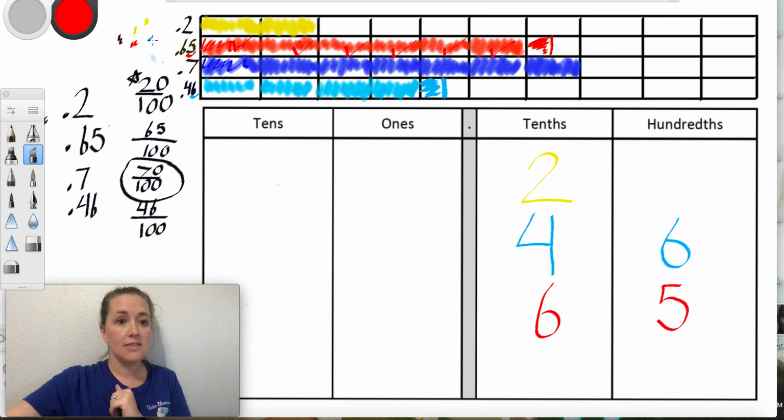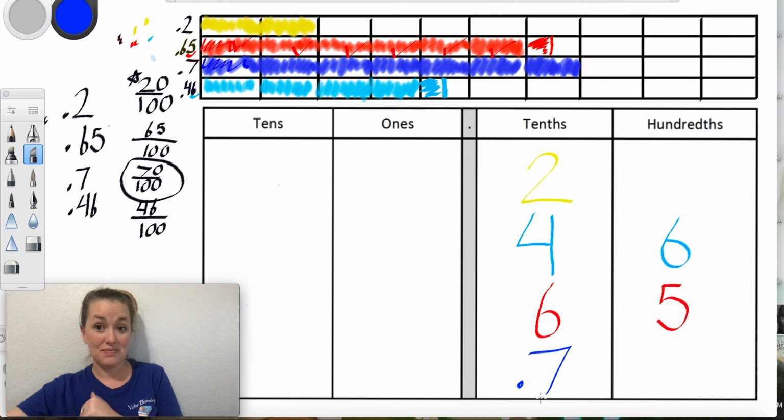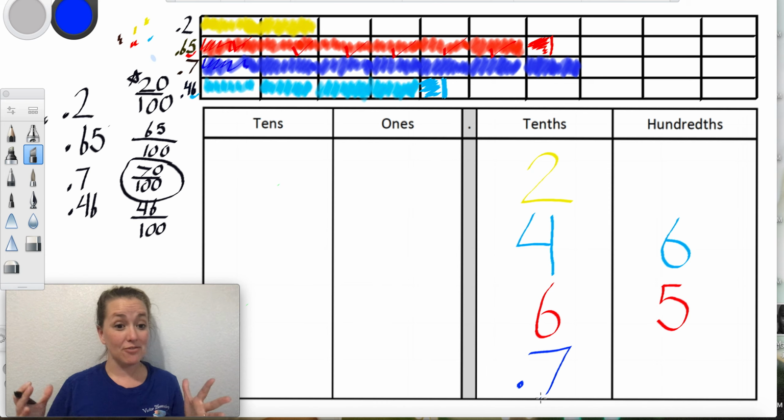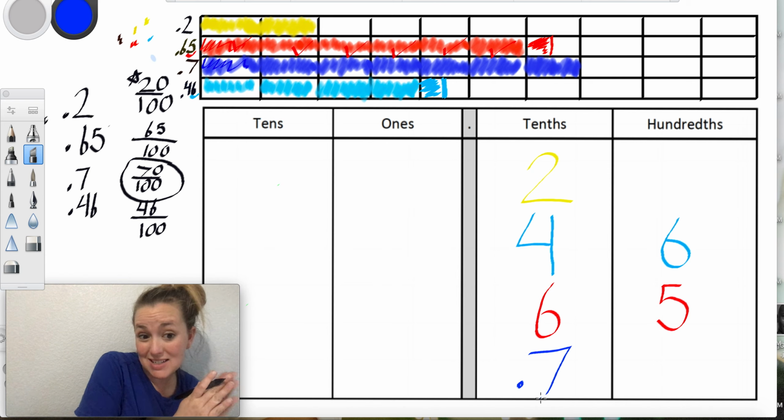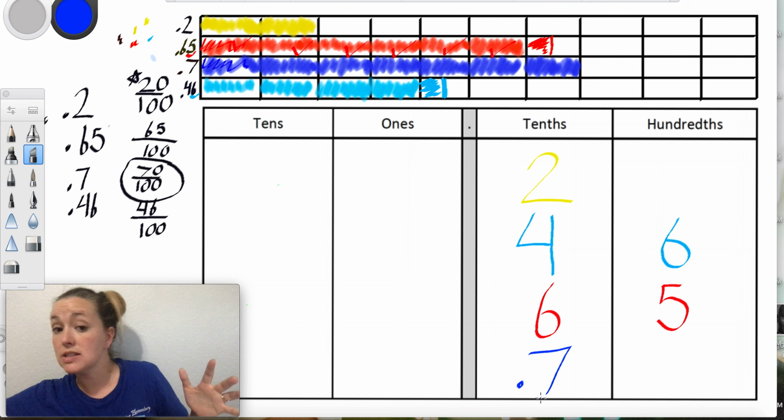Okay, and then finally I have my 7 tenths. And that one's really easy. It's closest to 1. How many tenths do I have? I have 7. And there I go. I have my fractions from least to greatest, from closest to 0 to closest to 1.